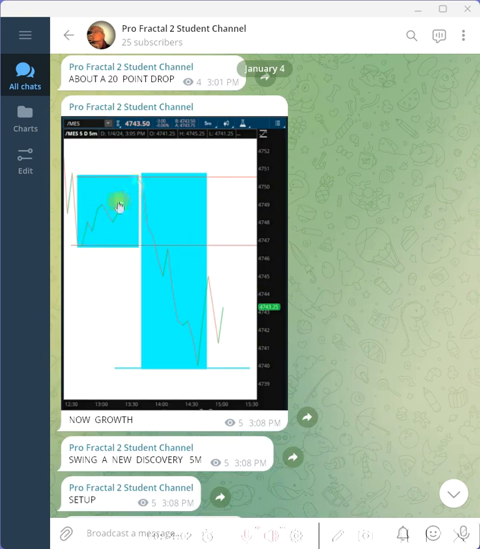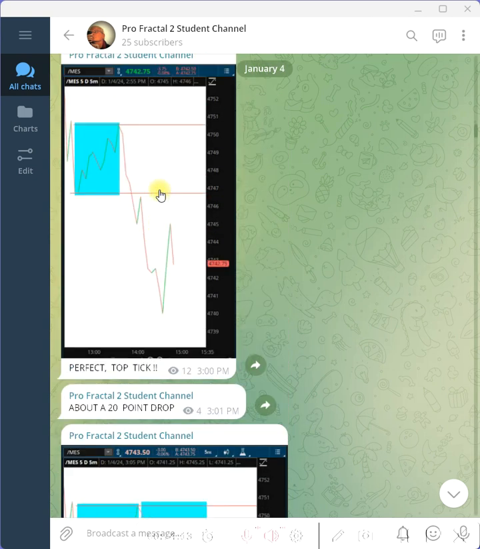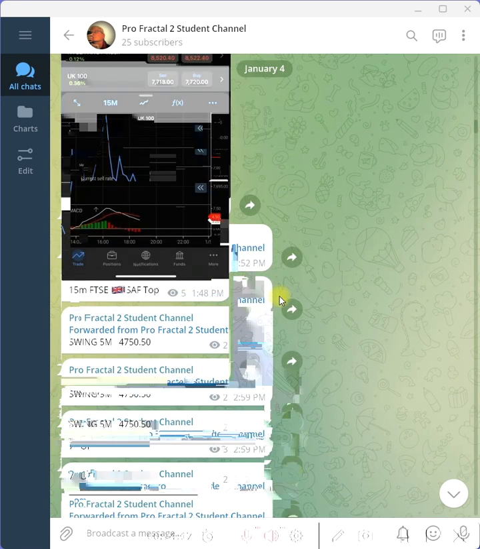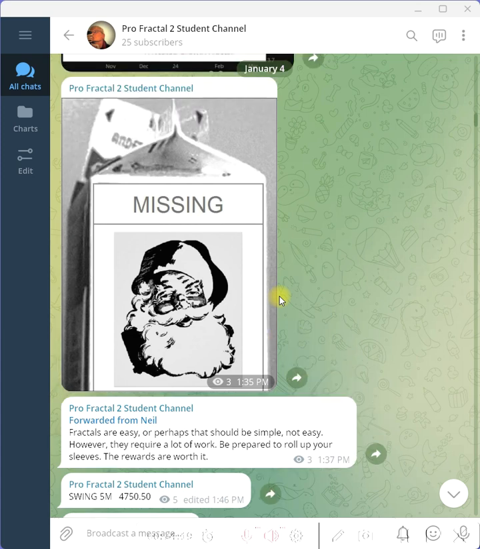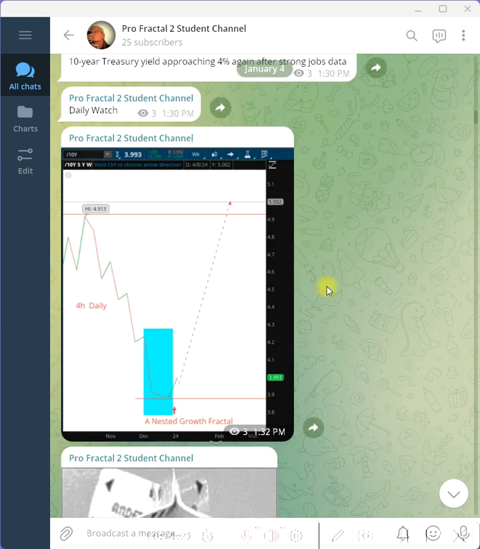Here's your 7 up. Ideally, you want all the legs to be equal. If all the legs are equal on a 7 up, that's probably a 90% probability it's going to turn. And I believe we did that trade there. No Santa Claus rally this year, huh? There's the yield.